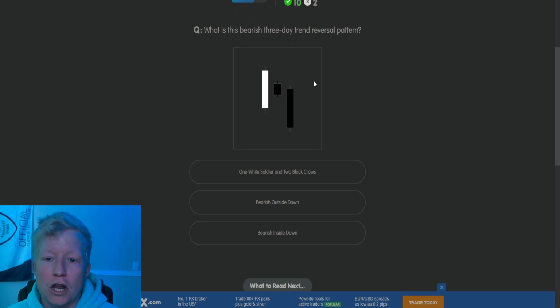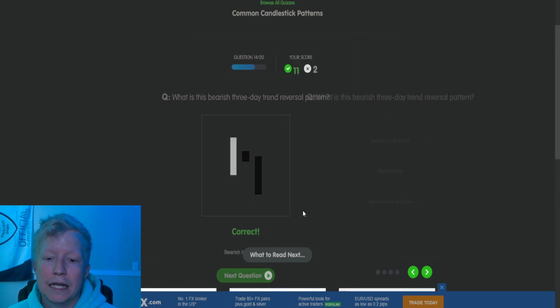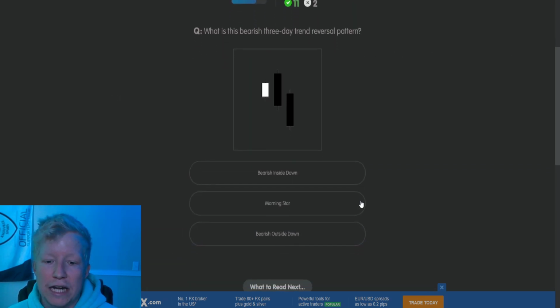What is this bearish 3-day trend reversal pattern? So this is going to be a bearish inside down. It's the 3-bar play. It's the same 3-bar play we talked about earlier, where if you get a big red bar followed by an inside green bar, you're looking to play over the top of that green bar, right? This is the same thing. You get a big green bar, inside red bar, you're looking to short at the bottom of this red bar when that breaks. So this is a bearish inside down, inside this to the downside. Correct, go!